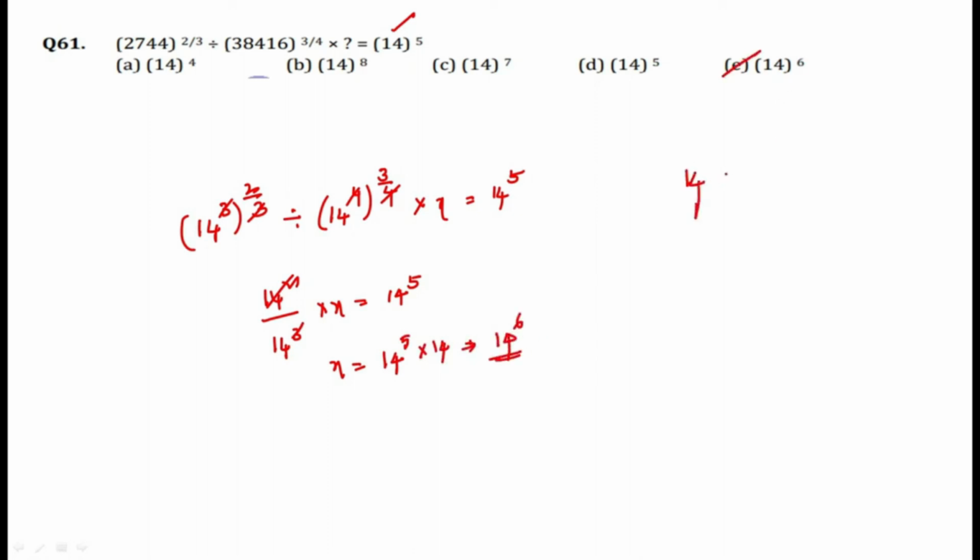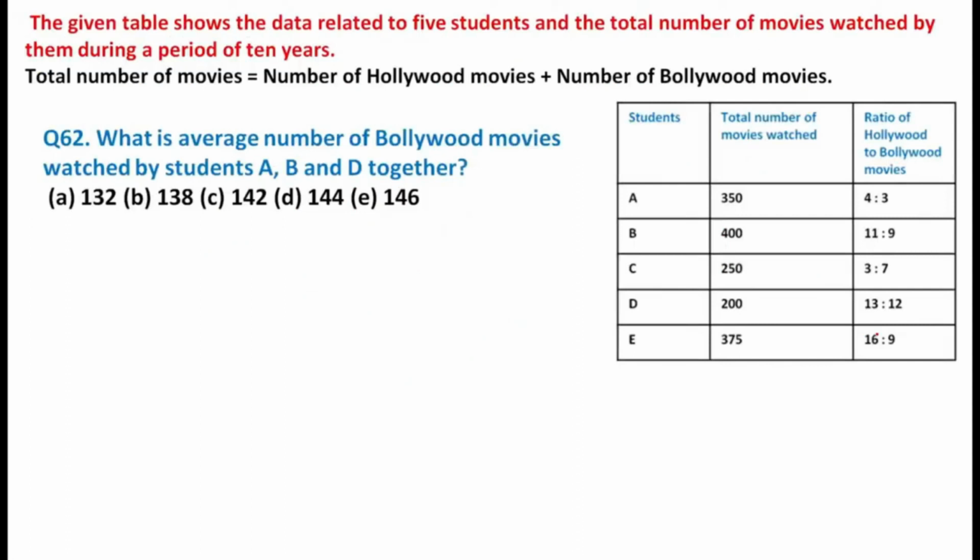Guys, 14 power 1 is equal to 14. 14 square is 196. 14 cube, remember this value, 2744. 14 power 4 value becomes 38,416. Just remember those values for these simplifications.